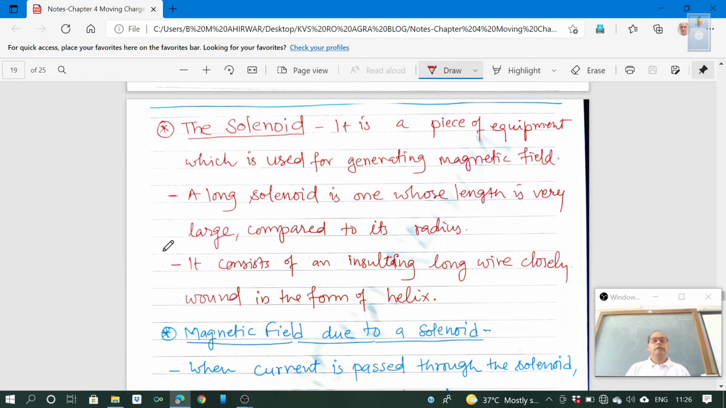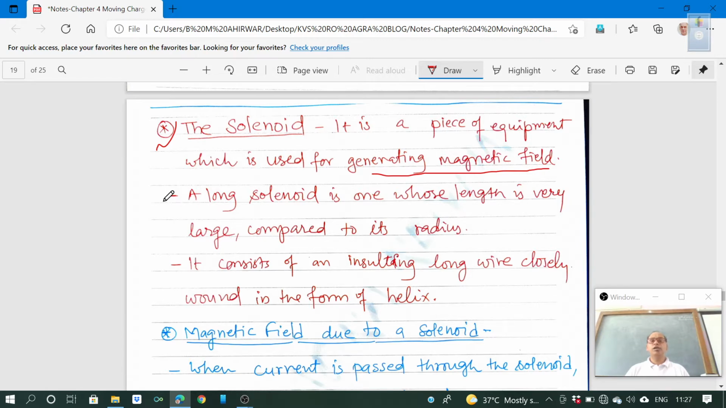Now the next topic of chapter 4, the solenoid. So what is the solenoid? We will discuss now. Actually it is a piece of equipment which is used for generating the magnetic field.